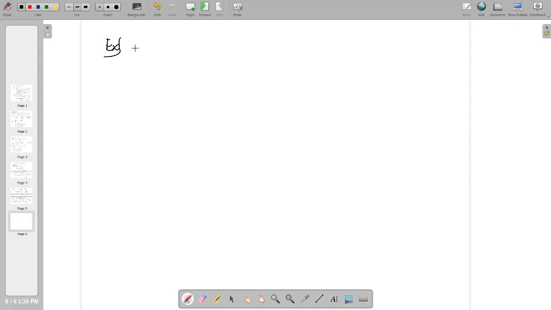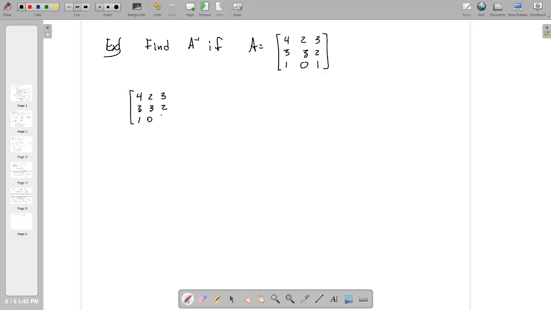Let's go ahead and do an example. Find A inverse if A equals 4, 2, 3, 3, 3, 2, 1, 0, 1. All right, so again, first step, we augment A with I sub n, and in this case it will be I sub 3 because we have a 3 by 3 matrix A. So we'll have 4, 2, 3, 3, 3, 2, 1, 0, 1, and we augment this matrix with the identity 1, 0, 0, 0, 1, 0, 0, 0, 1.